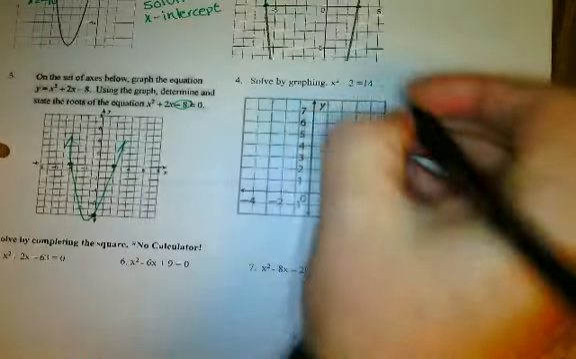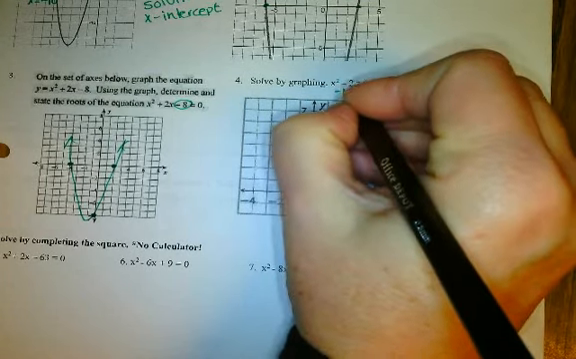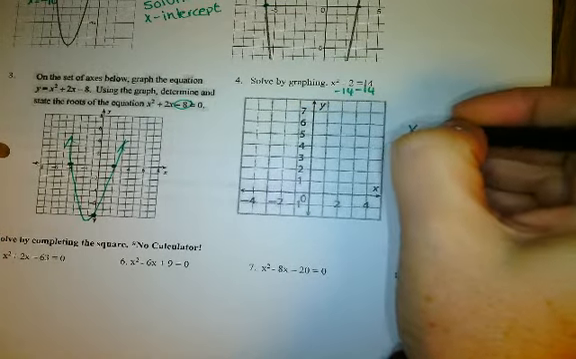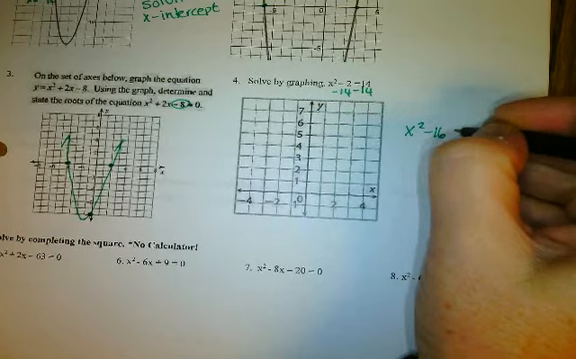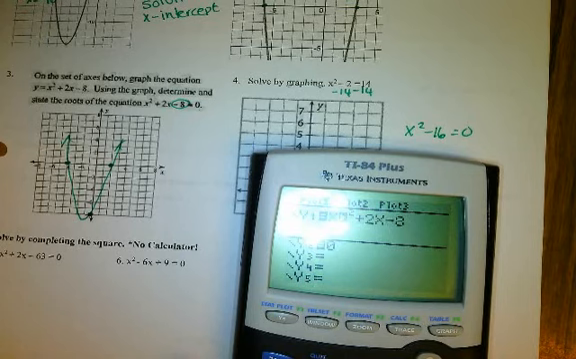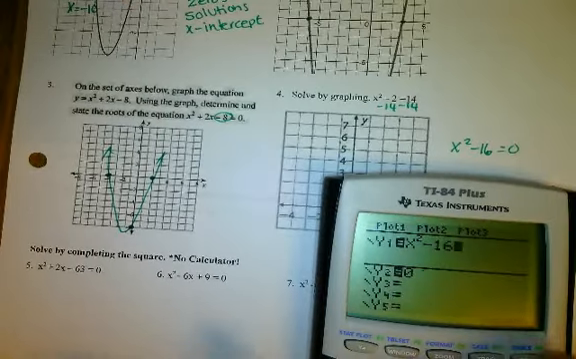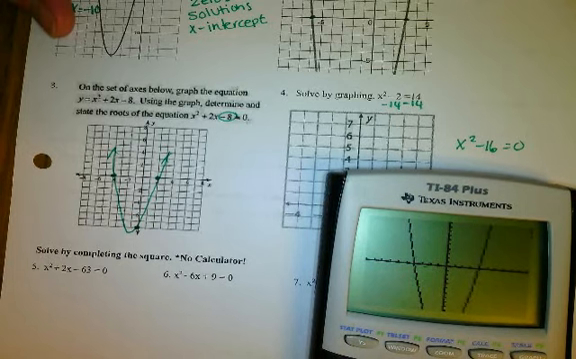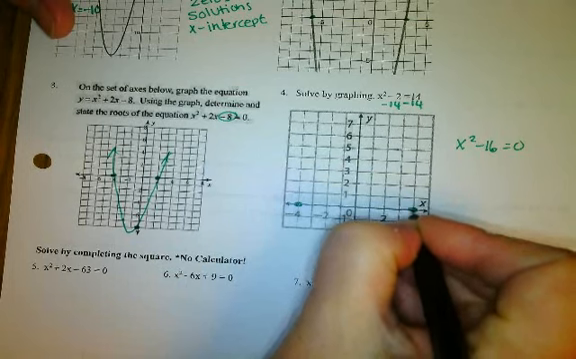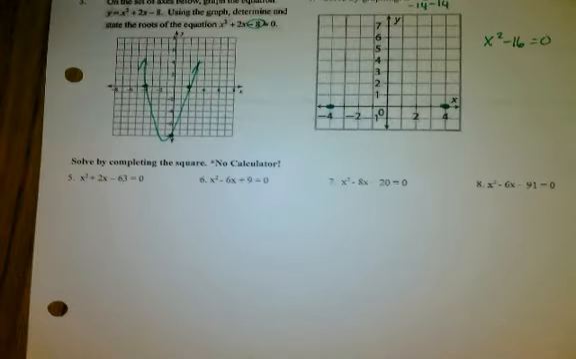Okay, so on this one here, again, what I could do is I could subtract 14 to make it equal 0. Okay, so that gives me x squared minus 16 equals 0. And I could do the same thing here. I could come over here, and I could type that in. Okay, so minus 16. And then if I graph that, it looks like it's crossing at -4 and 4. So -4 and 4.